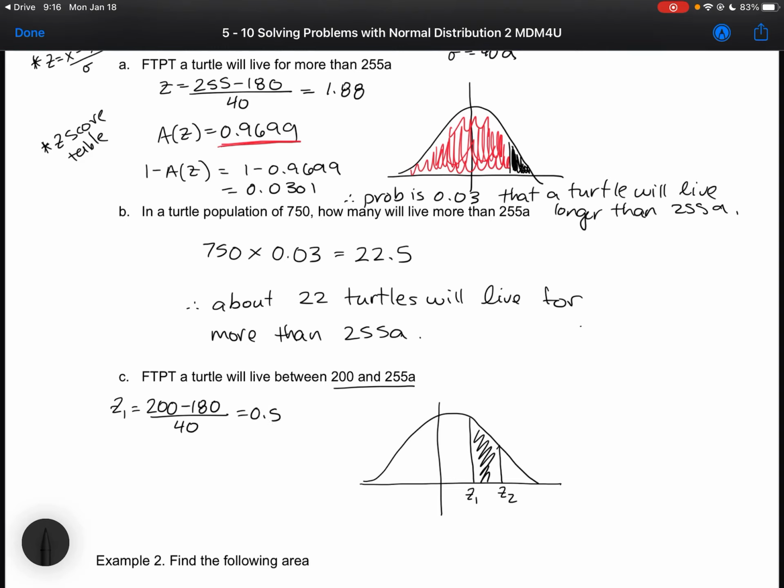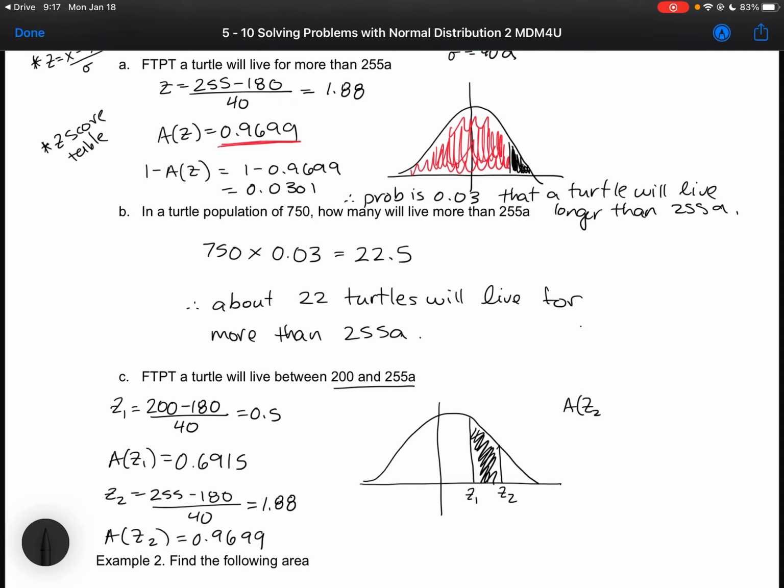And I get 0.5. Using the z-score table, I find the area under that curve to be 0.6915. And then I'm going to do the same thing for my second value, 255, and I get a z-score of 1.88. And again, using my z-score table, I find the area under that part of the curve to be 0.9699. Now, I want to find the difference between the two. So in order to do that, I'm going to subtract the area under the curve from my Z1 score from the area under the curve from my Z2 score.